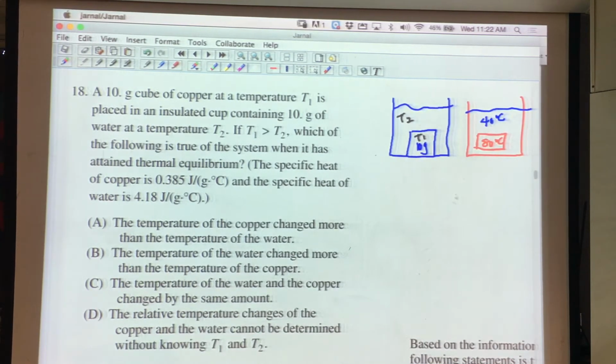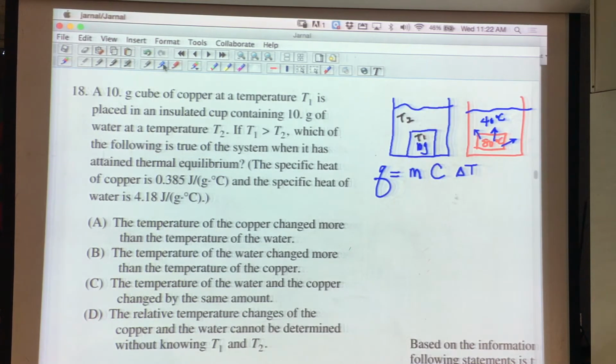Which of the following is true when it reaches thermal equilibrium? At some point, the temperatures will be the same, obviously. Okay, heat flows from hot to cold, and it'll keep doing so until they reach the same temperature. What they want you to understand, they will not lose the same amount of temperature, or I should say, they will lose the same amount of energy, but the temperature change will be different because of this. Q, the energy that's either released by the copper or absorbed by the water, is equal to the mass times the specific heat times the temperature change.